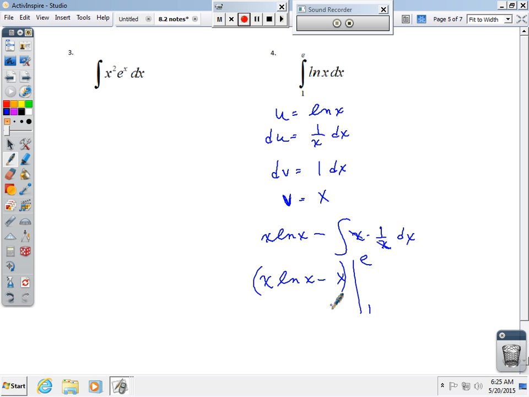Alright, so let's see. If I plug in e, that's going to be e ln of e minus e, minus, and I'll put a 1 in, so it's going to be the ln of 1 minus 1. F of e minus f of a. So the ln of e is 1, so this is just going to be e minus e, minus the ln of 1 is 0, minus 1. And e and a negative e are going to cancel out, and that's going to leave me with 1 as my answer.